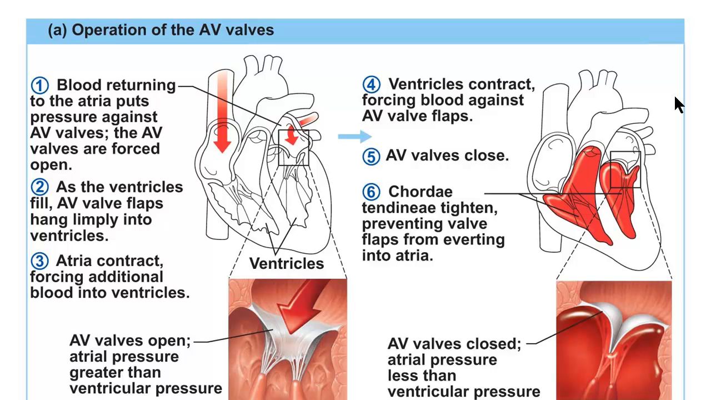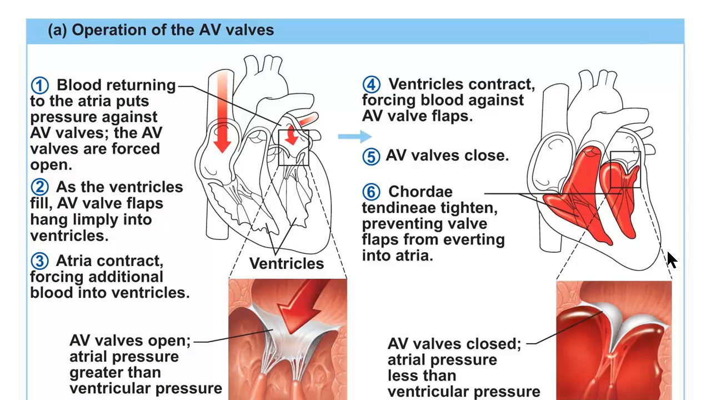So here we can see how these valves open. Remember, the AV valves have these special strings called the chordae tendineae, and as the pressure rises in the chamber, that forces the valve open. And then as that chamber fills with blood, we can see here in the ventricle on the right hand picture, as it fills with blood, that pushes those valves closed. So the pressure of blood on the back side of these valves is what's going to force them closed, so that blood doesn't go back into the atria.